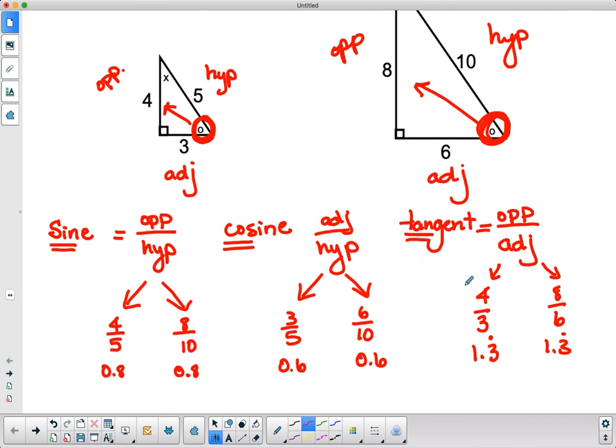And so that's a quick overview. Well, in the next video, we will learn how to actually use these things to find out more information about the triangle.